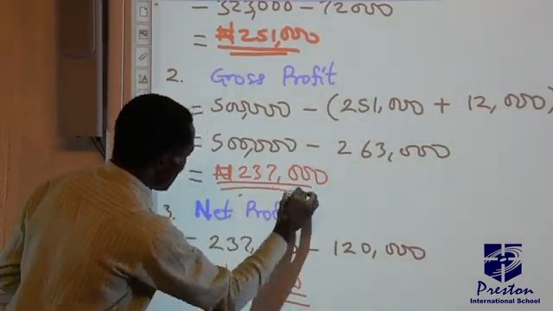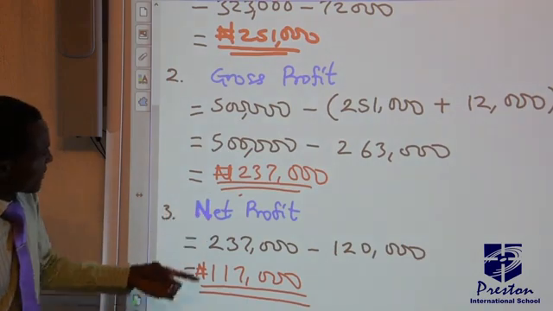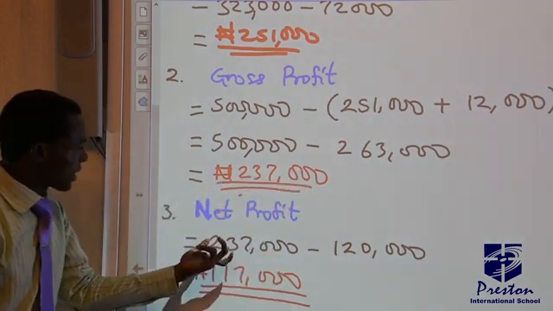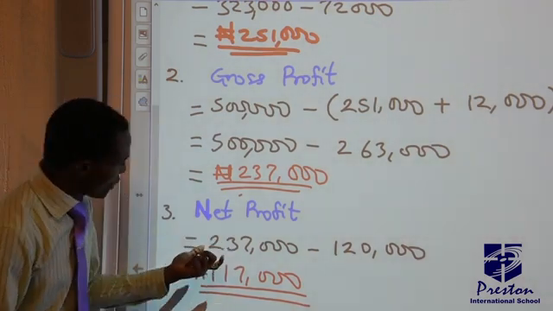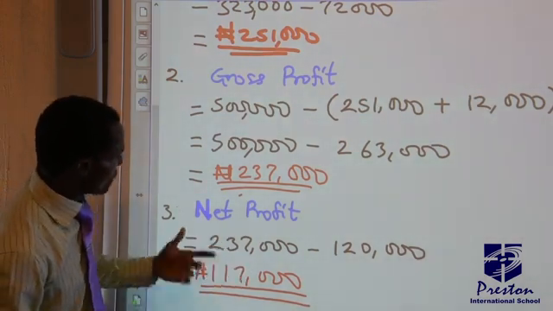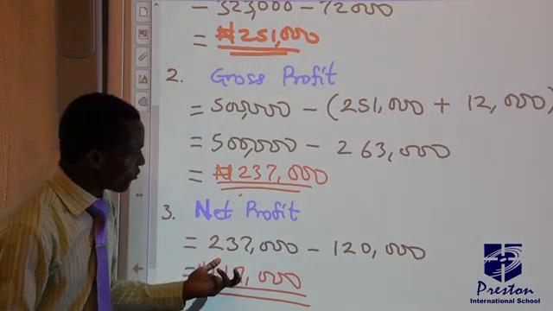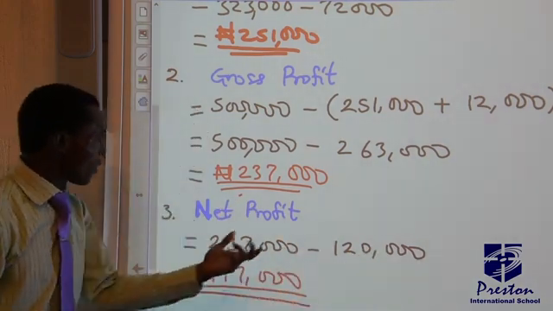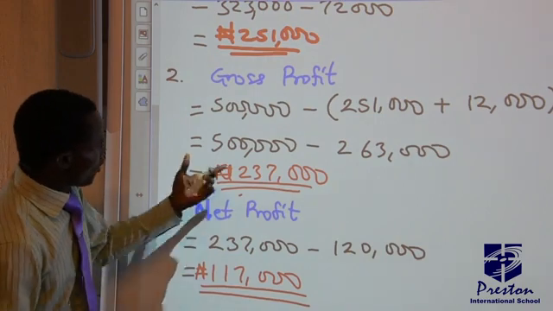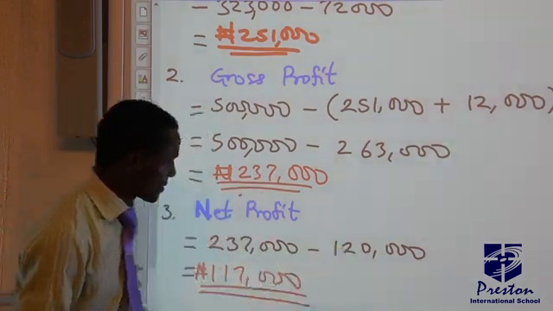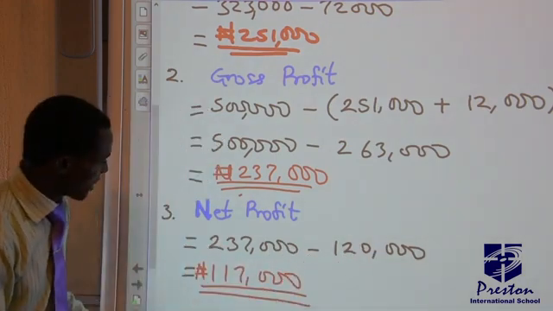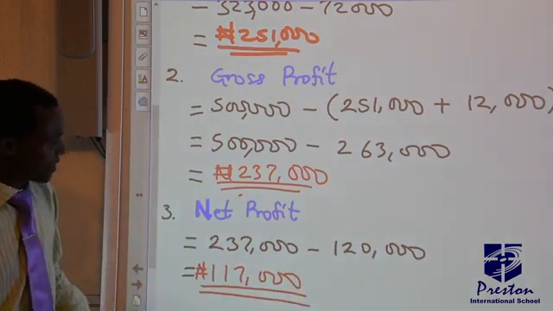That gives us 237,000 naira. Now you can see it is the same 237,000 naira that we bring here under our net profit, which takes the place of the gross profit, because under the net profit, it is gross profit minus expenses. That is the formula for finding the net profit. So bringing our 237,000 naira here, we subtract our expenses. Our expenses is 120,000 naira. It gives us 117,000 naira.